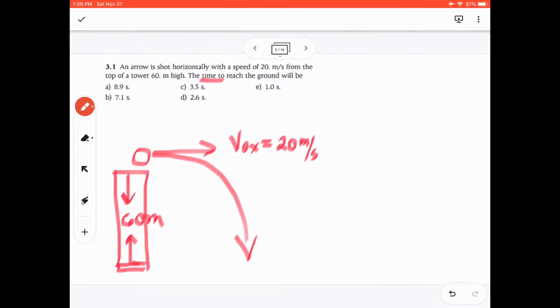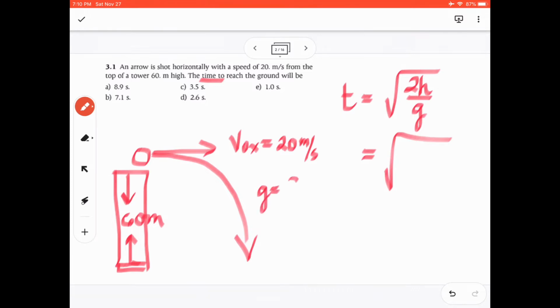For horizontal projectile motion, it acts basically like free fall, so the formula to solve for time here is t equals the square root of 2h divided by g. Then substituting, we have the height, which is 60 meters, and we have g. Of course, we know g. For grade 11, we're going to use the value 9.81 meters per second squared.